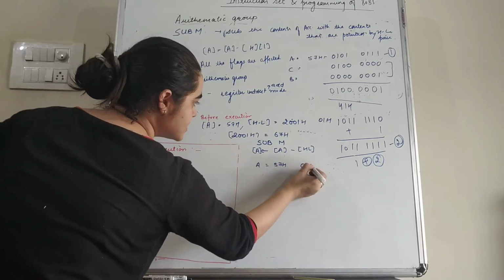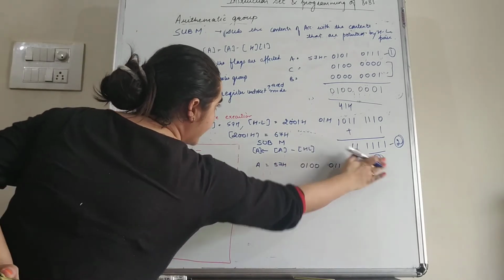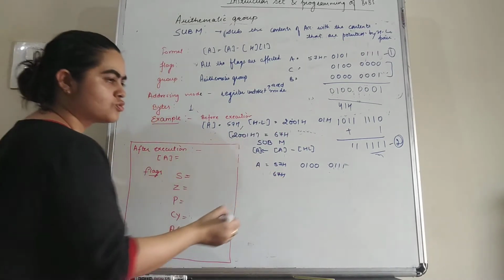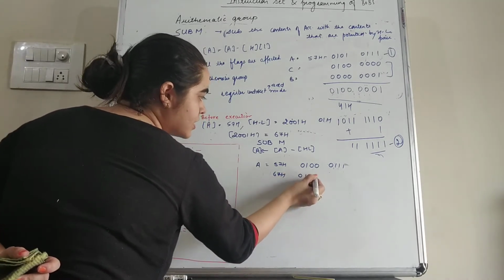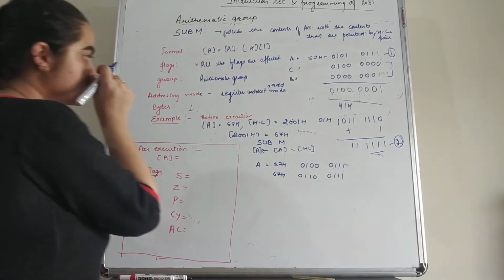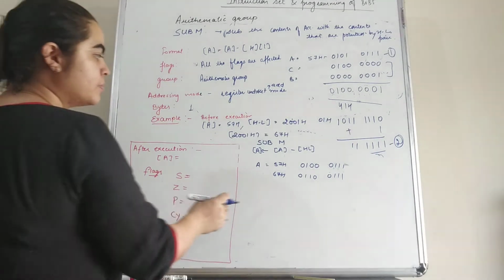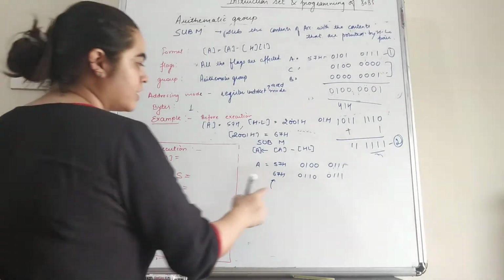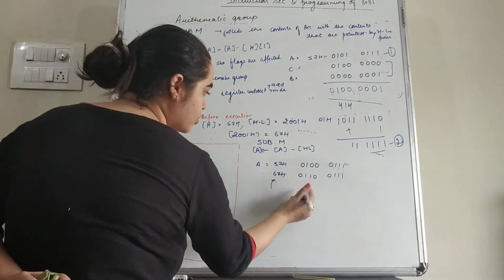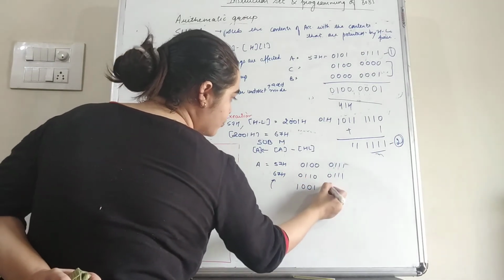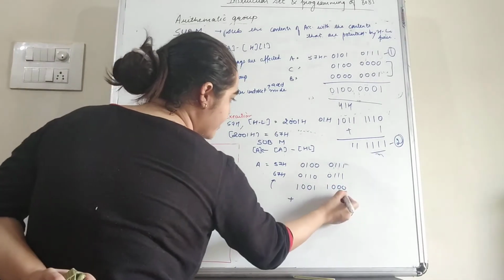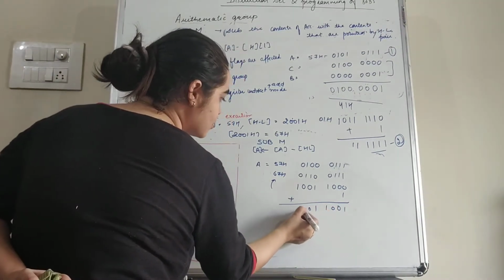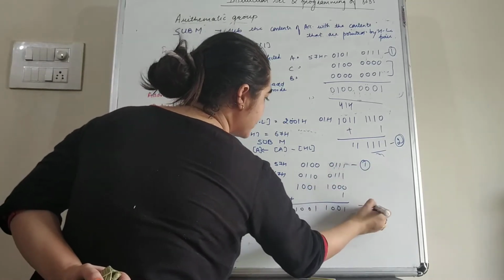Now students, you can see the contents of the accumulator are 57H. That means 0, 1, 0, 1, 0, 1, 1, 1. After this we have the content 67H. So 67H we can write as 0, 1, 1, 0, 0, 1, 1, 1. Here we are doing subtraction, so we have to find the 2's complement of this number. Initially we find the 1's complement, that is 1, 0, 0, 1, 1, 0, 0, 0. Now we add 1 to this number. So this number is now 1, 0, 0, 1, 1, 0, 0, 1. So this is the first number and this is the second number.